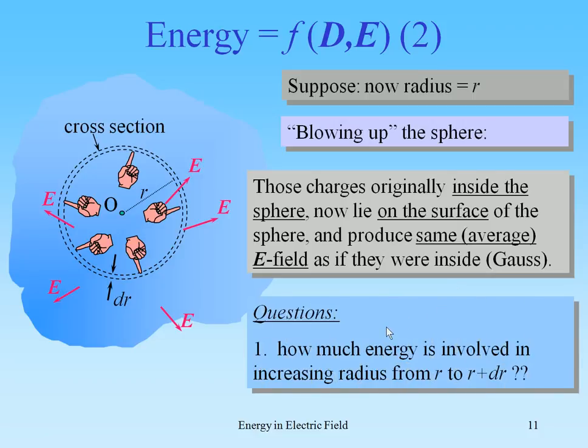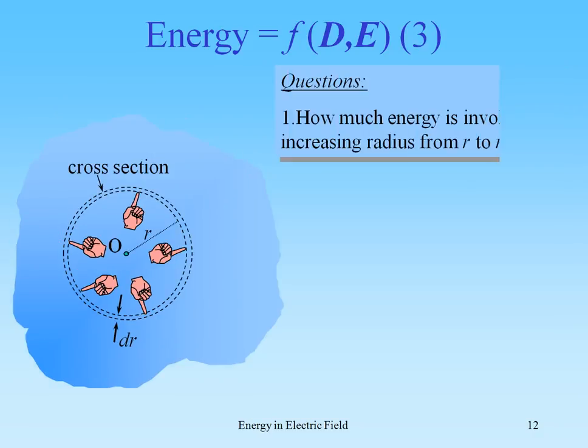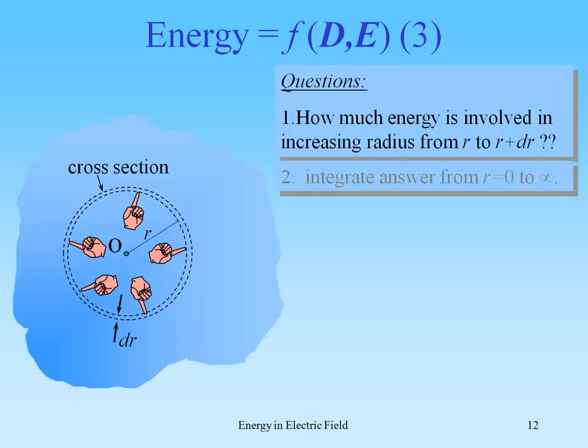The question is how much energy is involved in increasing the radius from r to r plus dr, and then the second question is to integrate the answer from r equals 0 to infinity, and then we have our answer. Here are the two questions again. First question: how much energy is involved in increasing the radius from r to r plus dr?